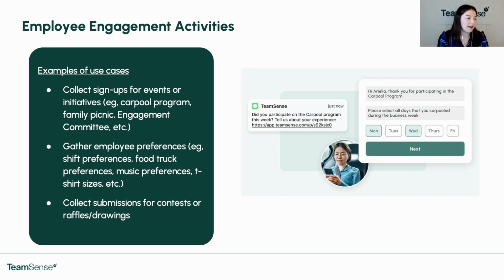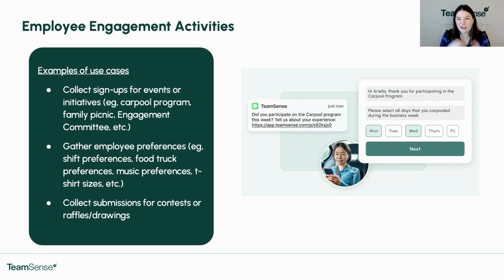We've also seen different customers use this to gather employee preferences, which is really fun. So shift preferences. We have one customer who is required by their CBA with their union to solicit shift preferences at least annually. And so they use TeamSense to do that. And it historically took one person a full week to go to every individual across the entire site, trying to solicit these preferences with a clipboard. And with TeamSense, they were able to do it in hours. And so the time saved for that team was enormous.